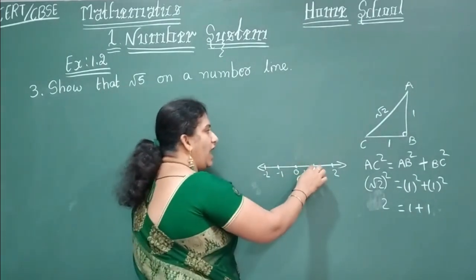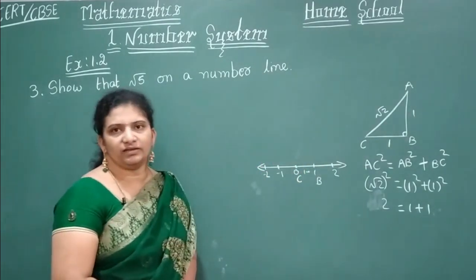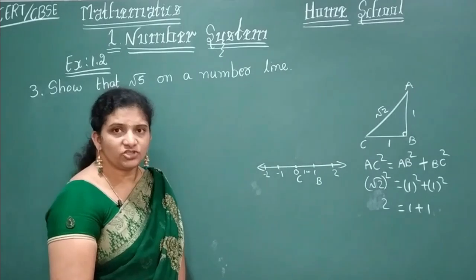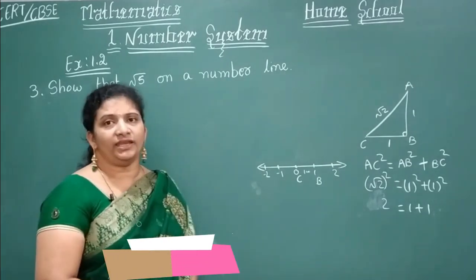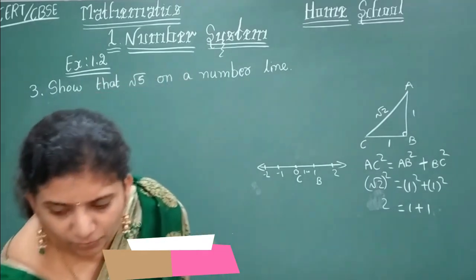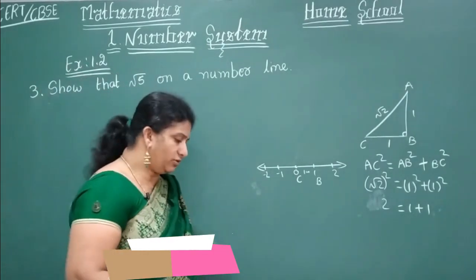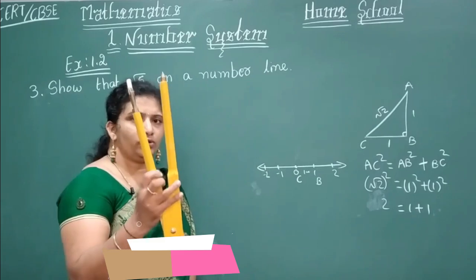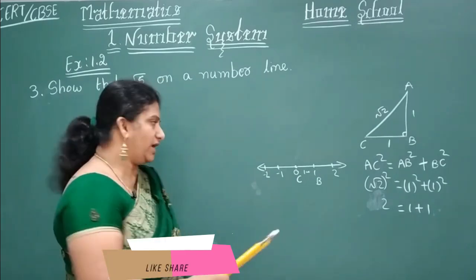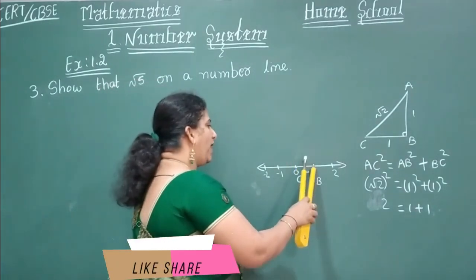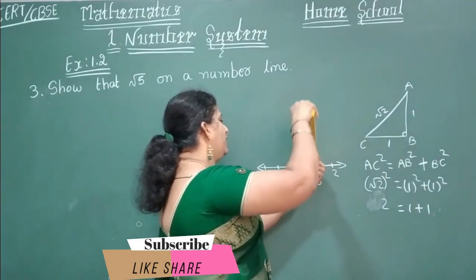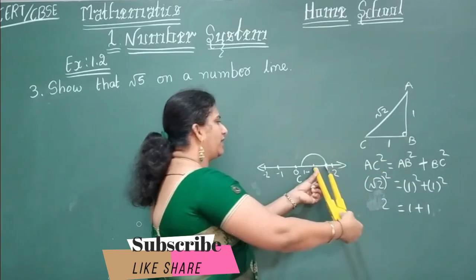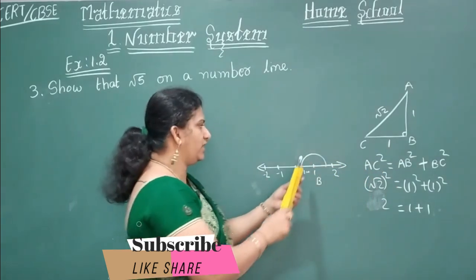From here, I need to draw a perpendicular line. So, what is the line, children? Perpendicular. How do you draw a perpendicular? Do you know 90 degrees? Without a protractor you can do it, or with a protractor you can do it. Do you know this? What is this? Skiver, right? So, from 1, what you are going to do? From 1, draw an arc, okay, or a semicircle you have done.